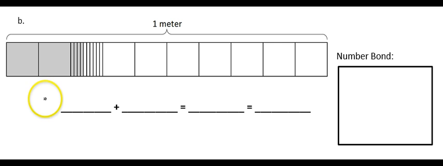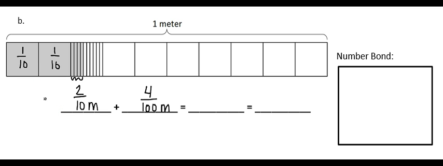Let's look at another example. On this tape diagram, I have 1/10 and 1/10 shaded in, so that would be the same thing as 2/10 of the meter. Then looking at my shaded portion here, there are 4 pieces shaded out of the 100 that would make up the meter. So now I have 2/10 plus 4/100ths.